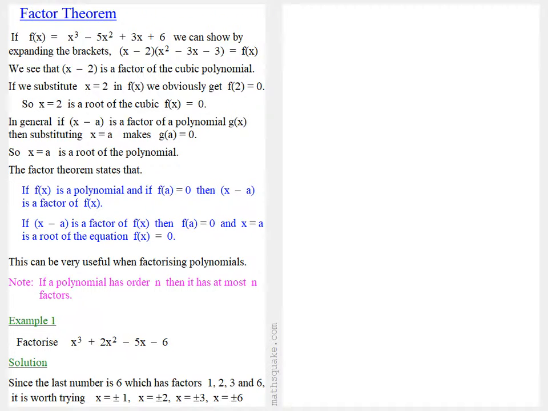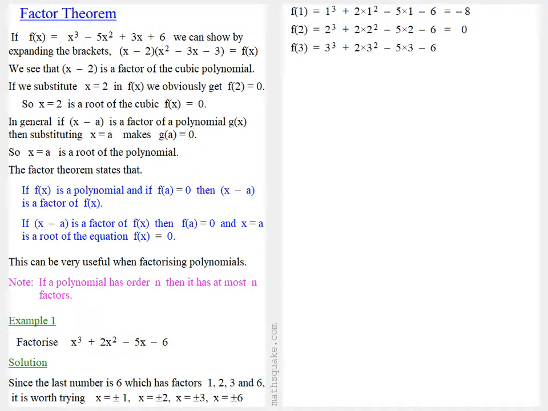So working them out, f(1) is equal to 1 cubed plus 2 times 1 squared minus 5 times 1 minus 6, which equals minus 8. f(2) is equal to 2 cubed plus 2 times 2 squared minus 5 times 2 minus 6, which equals 0. Now that tells us x minus 2 is a factor.